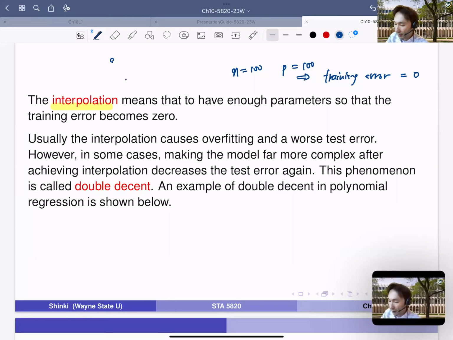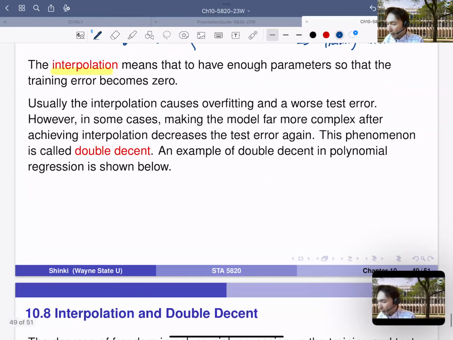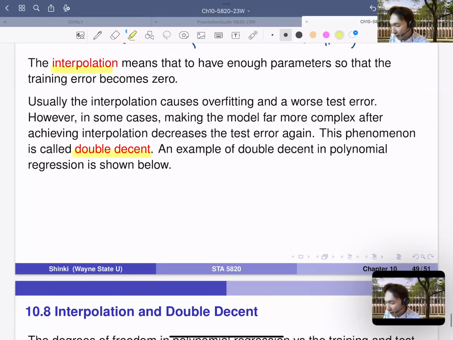If we have 5 observations and we fit a degree 5 polynomial, we can always fit this well, but usually this is overfitting. But sometimes an interesting phenomenon called double descent happens.